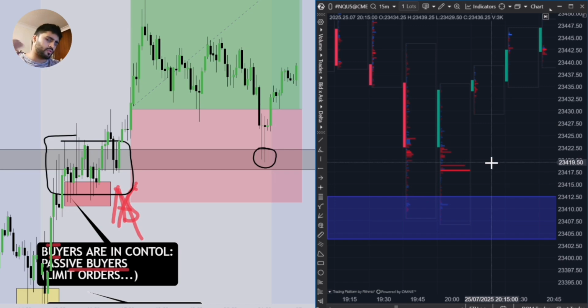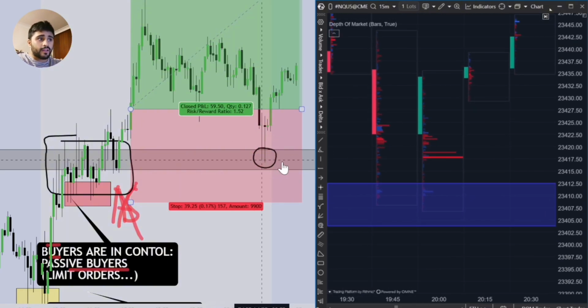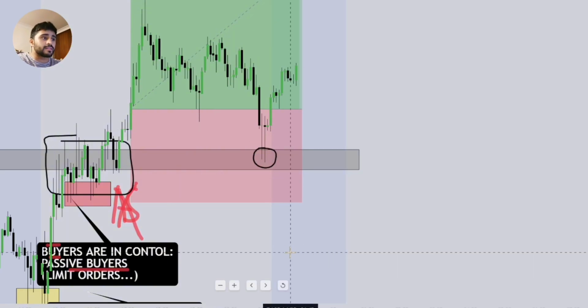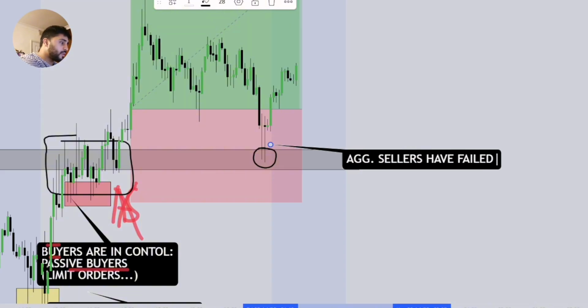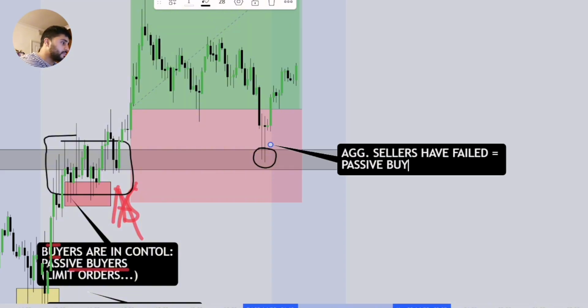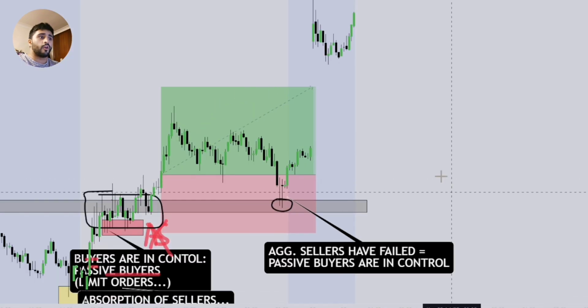Now, the number of traders who don't understand a wick is alarming. So let me explain to you how a wick actually works. When you see a wick forming like this, what that means is that aggressive sellers have failed. So I'm just going to write AGG for aggressive sellers. Aggressive sellers have failed, which means that passive buyers are in control of the price. And so this is the reason the market rallied higher off this demand.